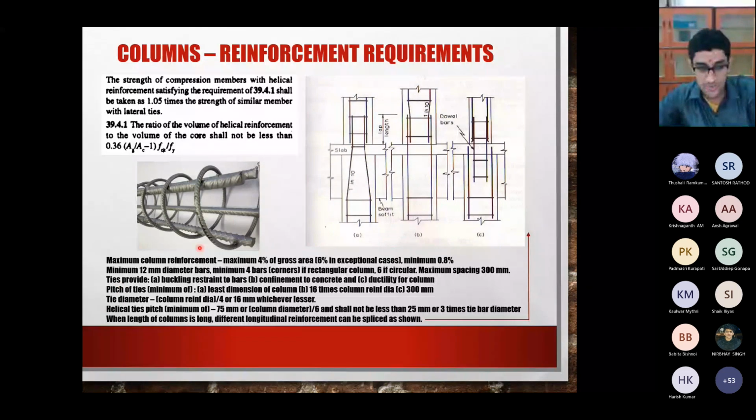Then coming to the ties. I told you the function of these things. They provide buckling restraint to the bars, they confine the concrete, and they also provide ductility for the column. So these are the benefits of giving a tie. The pitch of the ties has to satisfy these conditions. It should be either less than the least dimension of the column, or 16 times the longitudinal bar diameter. So if it's 12 mm diameter, then 192 mm.